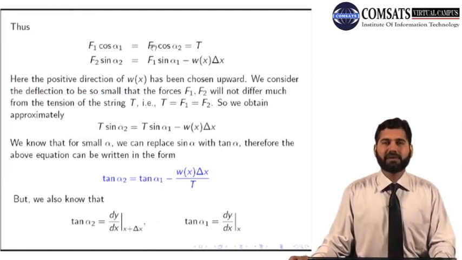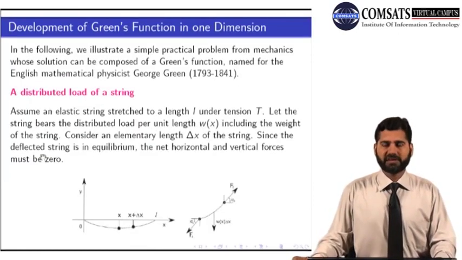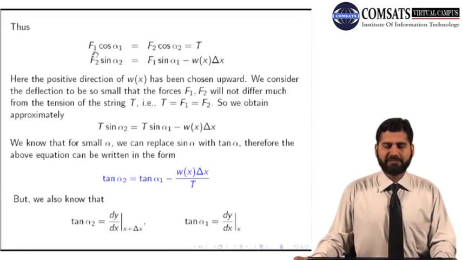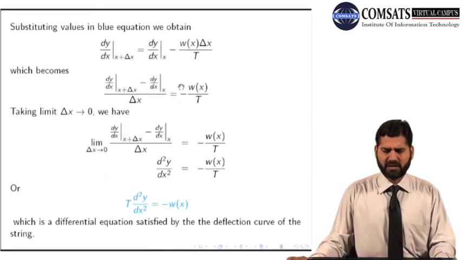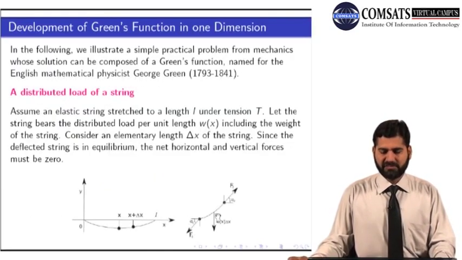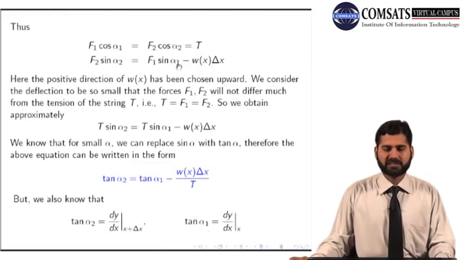So you have to equate them, because we just mentioned that the horizontal and vertical forces must be equal to 0. That's why F1 cosine alpha 1 should be equal to F2 cosine alpha 2. This should be equal to the tension of the string. F2 sine alpha 2 should be equal to F1 sine alpha 1 minus Wx delta x. Why? Because this is also a vertical force, Wx delta x. This is downwards, so that's why it's being subtracted from F1 sine alpha 1. Here the positive direction of Wx has been chosen upward.